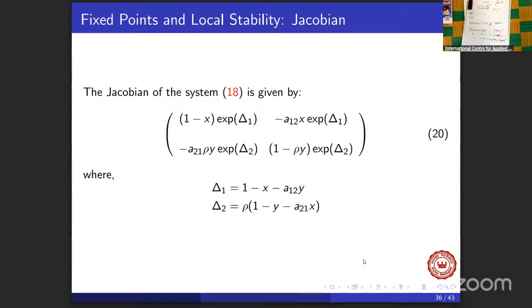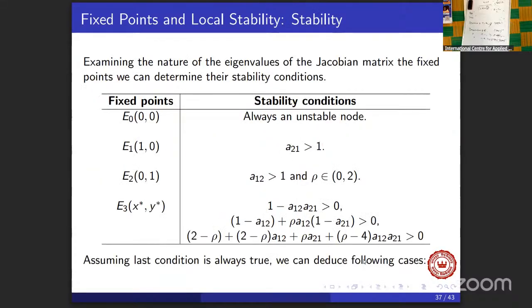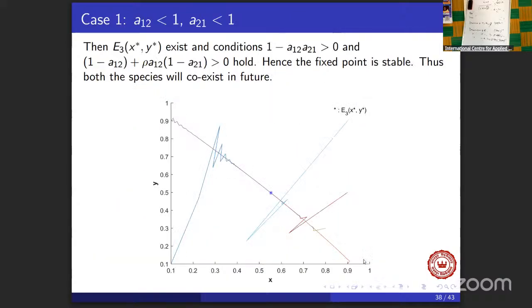Now, we try to examine the system with local stability analysis. We find the Jacobian of this matrix. Next slide. The stability condition is written here. Next. See, the following four cases may arise. Case 1: when the interior equilibrium exists and the condition holds, that means the species will coexist in future time.